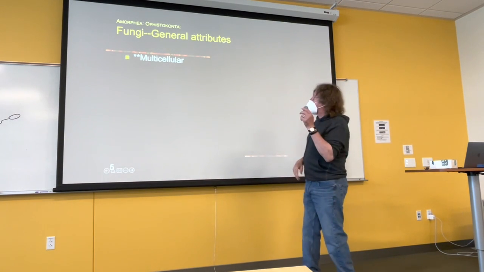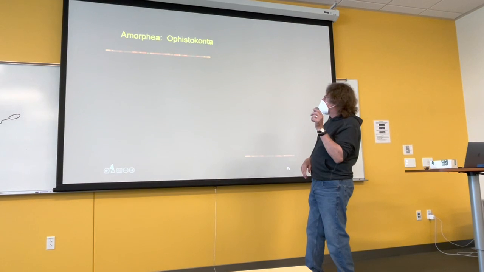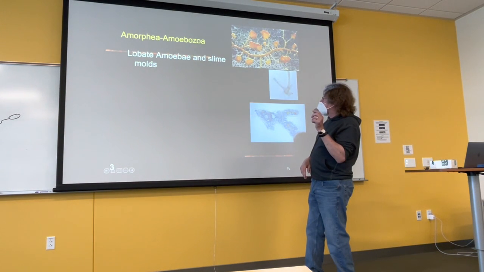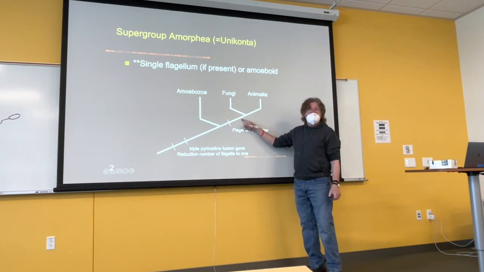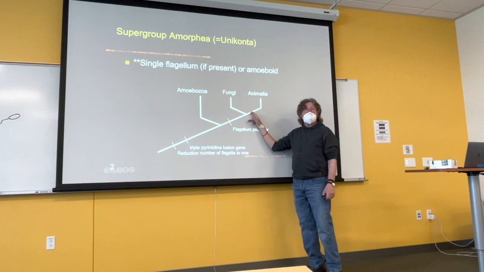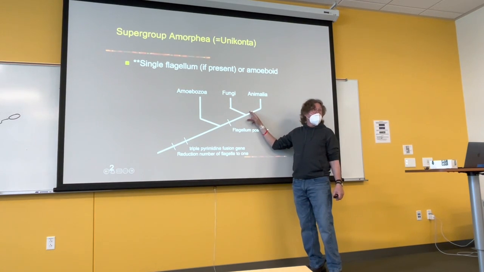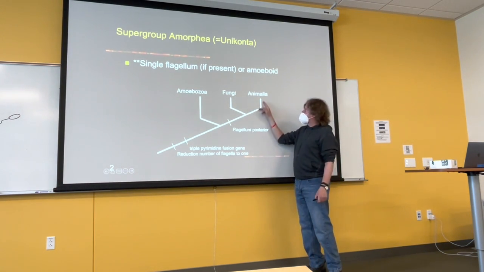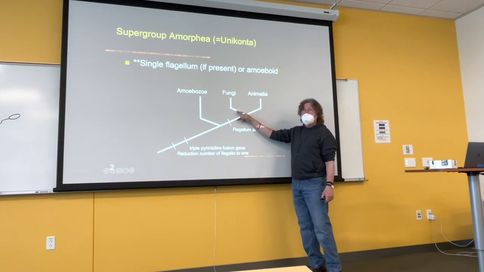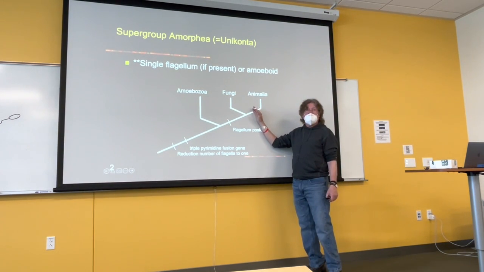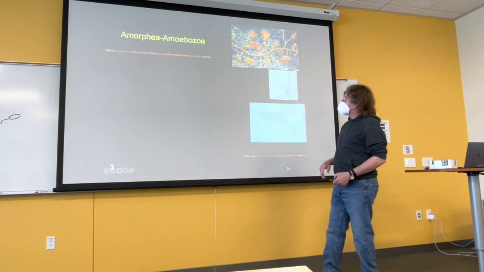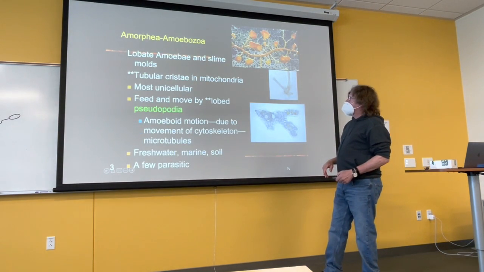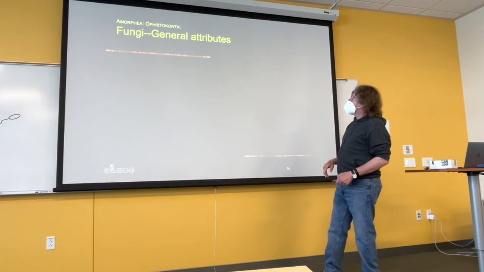Well, you say, wait a minute, let's go back here to that phylogeny. Why don't we put multicellularity here? Because there are things up here that I'm not showing that are unicellular. So the multicellularity of animals and fungi are independently derived, because there are unicellular critters down in this area. We're not looking at everyone, we're just looking at the major groups here. All right, so some more general attributes.